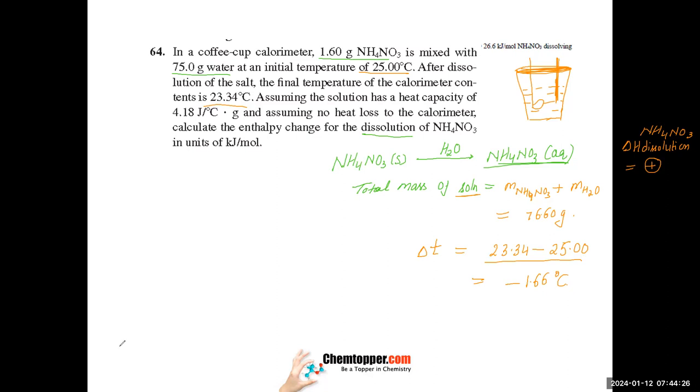Children, Ariba, Aditi, Lisa, you're okay, all of you, understanding this? Yes, the system is ammonium nitrate. In a cup calorimeter, water is always the surroundings. In calorimetry, water is the surroundings, whether bomb or cup. Right now we are doing cup. So water is the surroundings always.